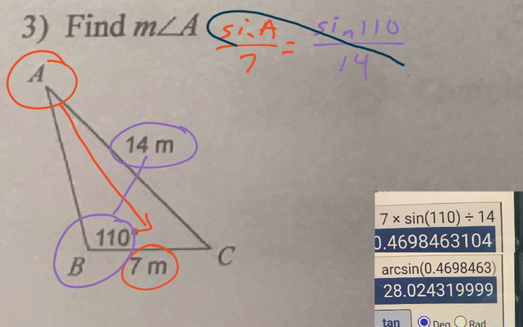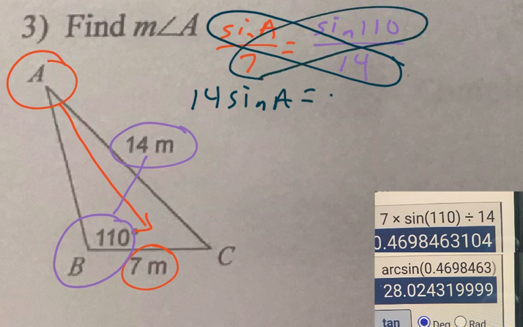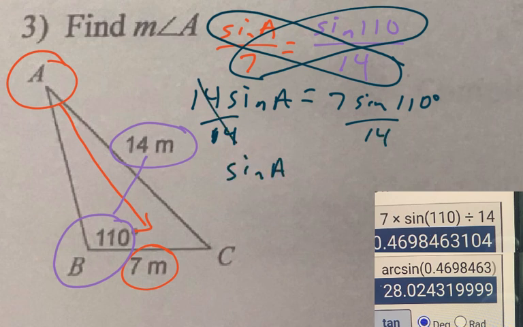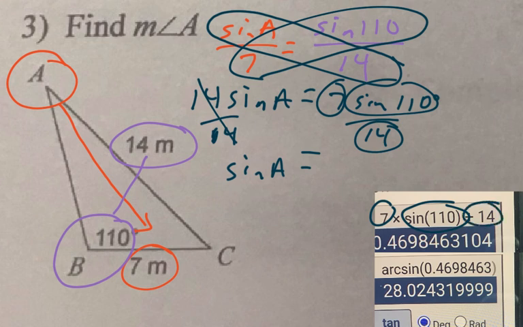Doing a little algebra here. This way, cross multiplying, I got 14 sine alpha, or sine of angle A, equals, this way, I got 7 times the sine of 110 degrees, which means I can divide by 14, and I will have the sine of A. So we're going to do 7 times the sine of 110. We're going to divide by this 14. We're going to get 0.4698 and so on. To find A, though, we need to do the sine inverse on sine A.